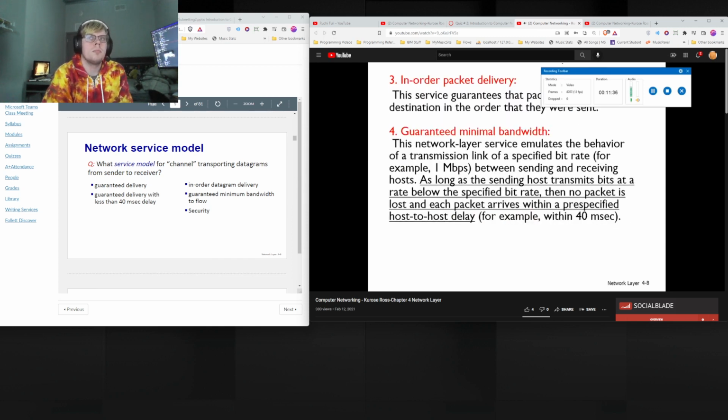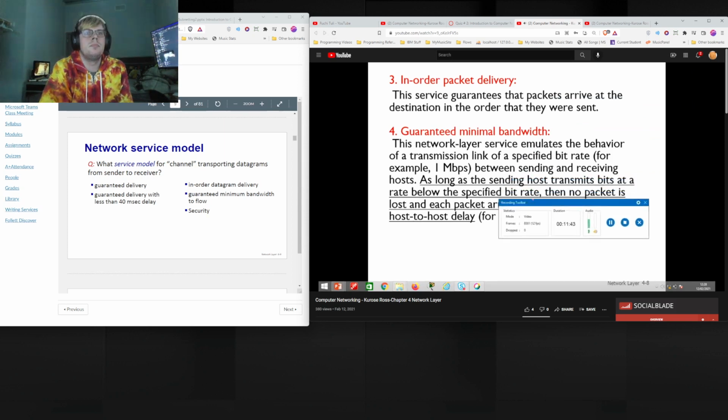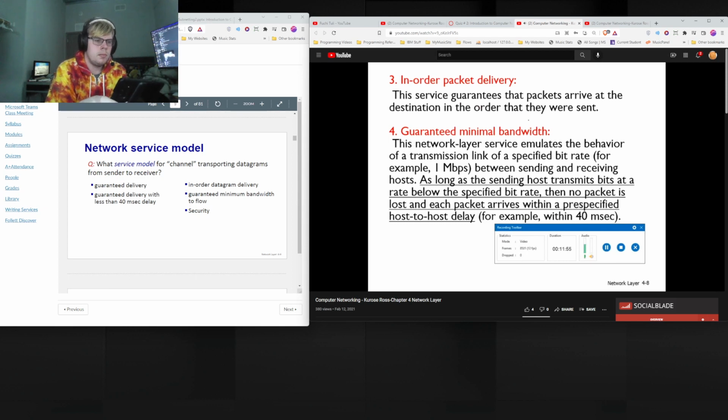There are other services also which are provided to the flow of packets between the source and the destination, which is in-order packet delivery. This service of the network layer guarantees that packets arrive at the destination in the order that they were sent. So for example, the source sends 5 packets.